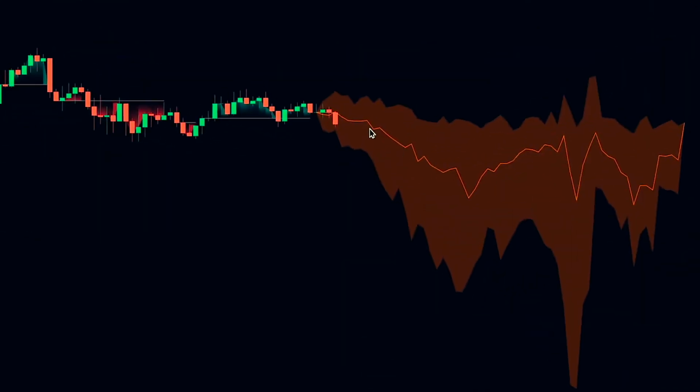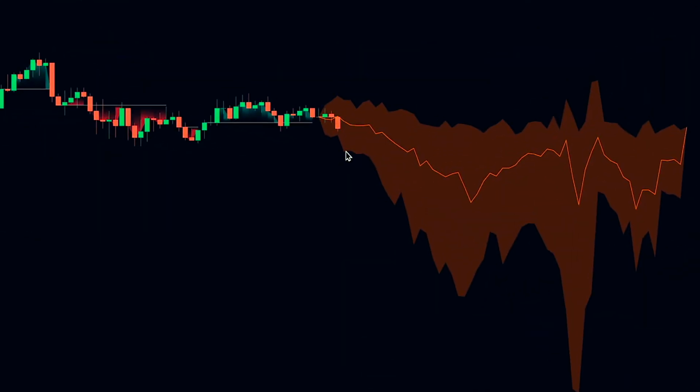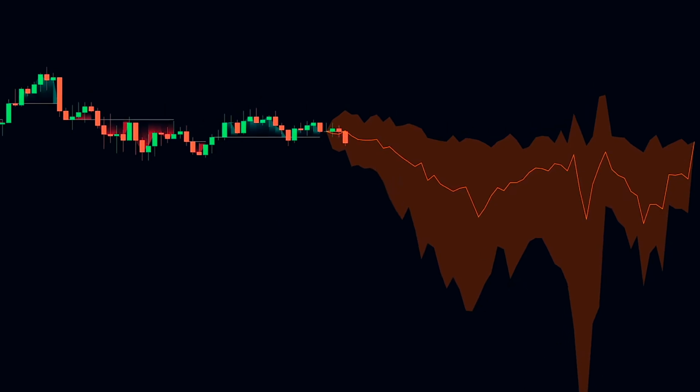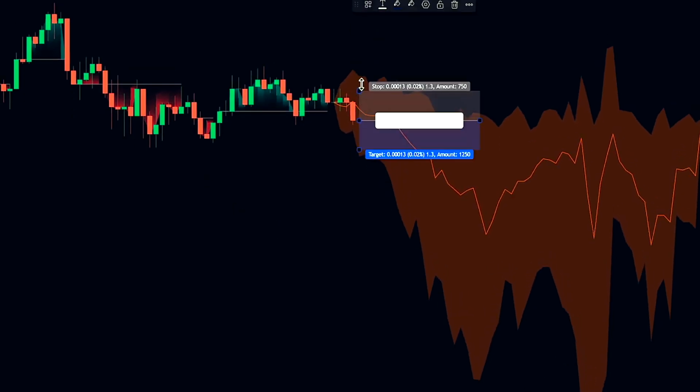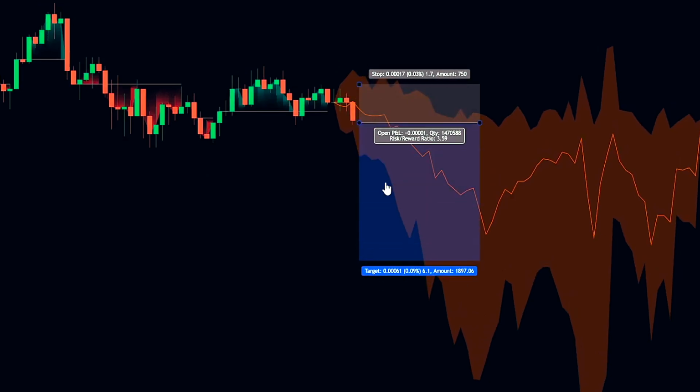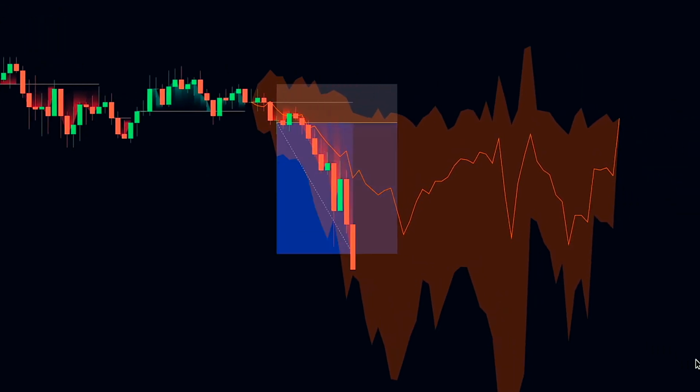Then a little later, the same indicator suggests that the price could drop down to this level over the next few candles. And again, if we'd entered a short trade there, that prediction would have paid off pretty nicely.